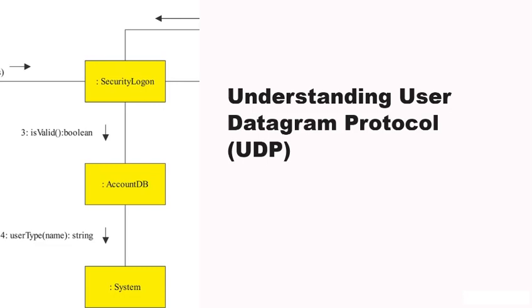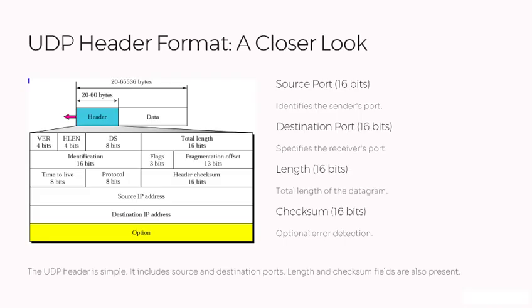And then we are going to discuss the UDP header format. Let's take a closer look at the UDP header format. As you can see, it's much simpler than the TCP header. We have four fields: source port, destination port, length and checksum.